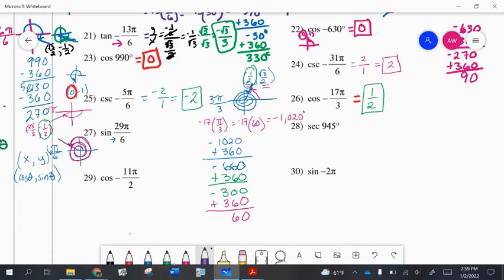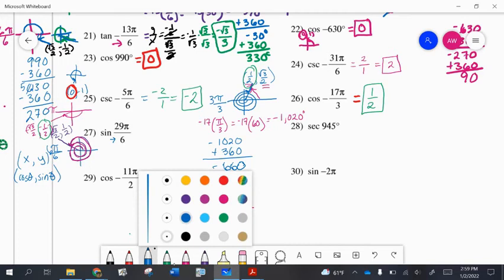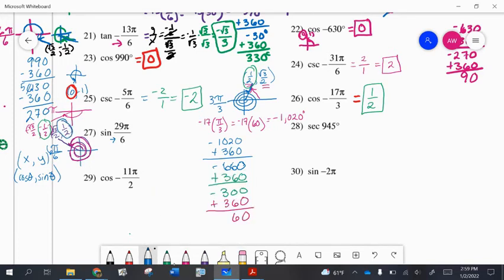At 5 pi over 6, we know that the coordinates are root 3 over 2 and 1/2, but we're in quadrant 2, so the x is negative. So we want the sine value for 29 pi over 6, so it's going to be the same as the sine value for 5 pi over 6 because they're coterminal angles, and coterminal angles have the same trig values. So it's going to be the y value, so it's going to be 1/2.